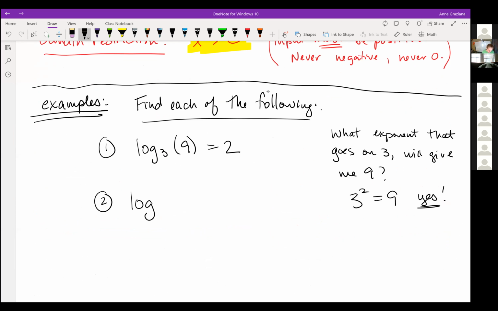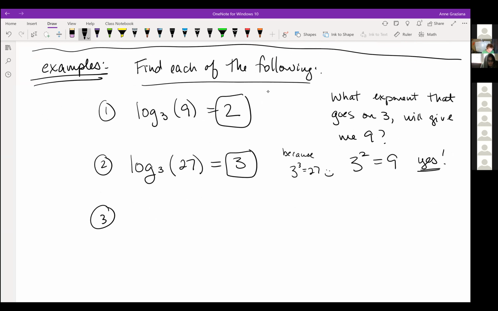Okay, all right. How about this one? Log base 3 of 27. The question is what goes on 3 to give you 27? It's 3. Any questions on that? If you want, you can write because 3 to the 3rd is 27.